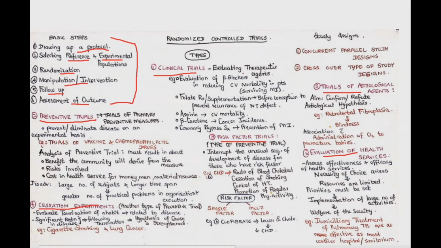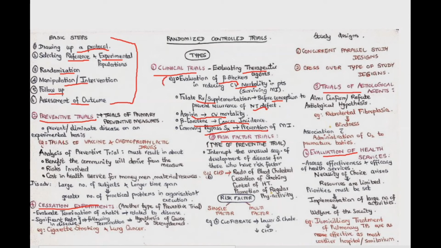Clinical trial means evaluating the therapeutic agents, like we are giving beta blockers and checking whether it prevents cardiovascular morbidity in persons surviving the MI. So we are giving the drug and seeing whether it prevents the morbidity and mortality of cardiovascular patients. Then folate supplementation in the pre-conception period, so that it prevents neural tube defects. Another example is aspirin in decreasing the cardiovascular mortality. Then beta carotene in preventing the cancer incidence. Then coronary bypass surgery in the prevention of MI.